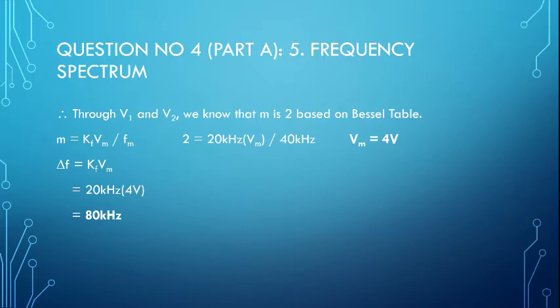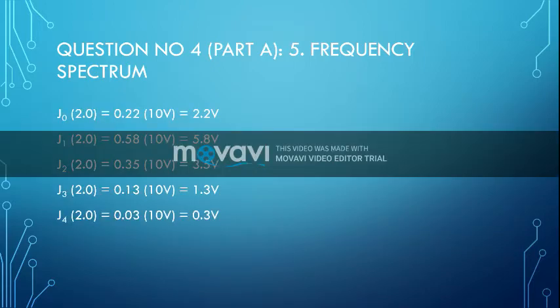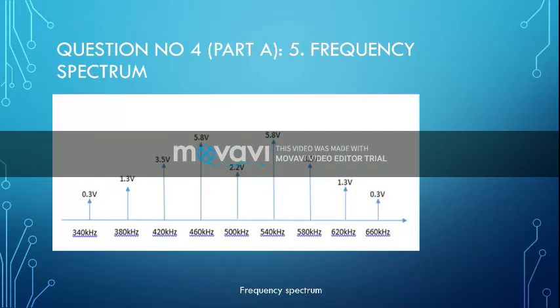So we calculate the VM value is equal to 4 volt. Delta F is equal to 80 kHz. So these are all the values that we calculated. And lastly, this is the frequency spectrum that we get.